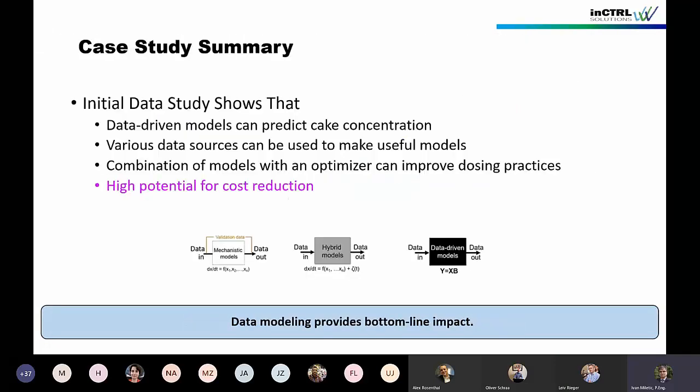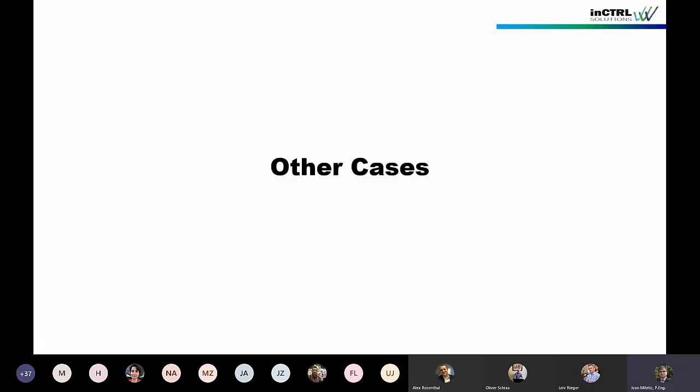All right. So what this suggests to us is that data-driven models can indeed be used to predict cake concentration, and when you combine them with an optimizer, you can improve polymer dosing for dewatering with a fairly high potential for cost reduction. At least that's how we see it so far. Okay, so Oliver is going to show you very briefly some other cases and then conclude the talk for us.